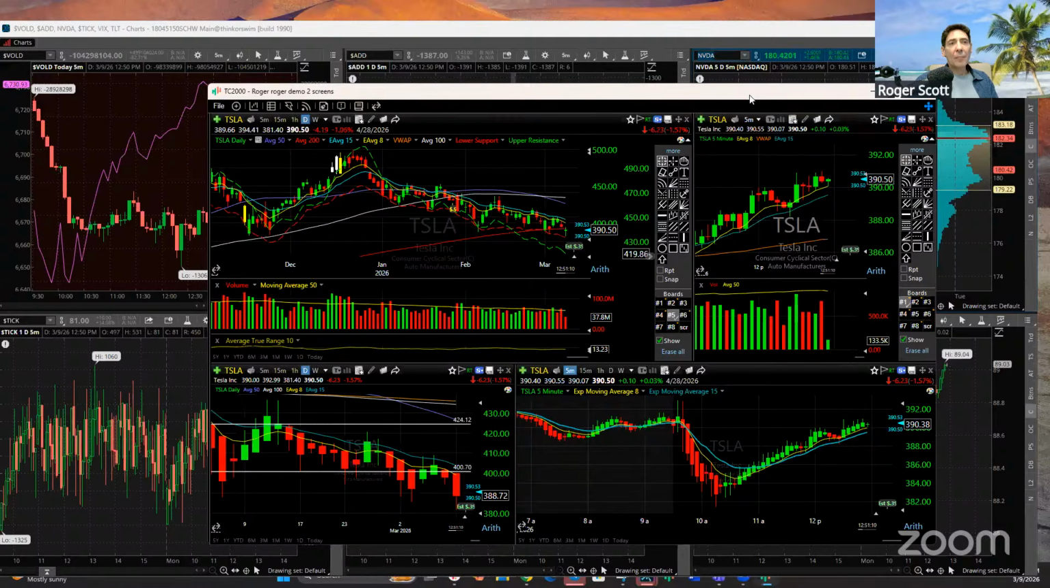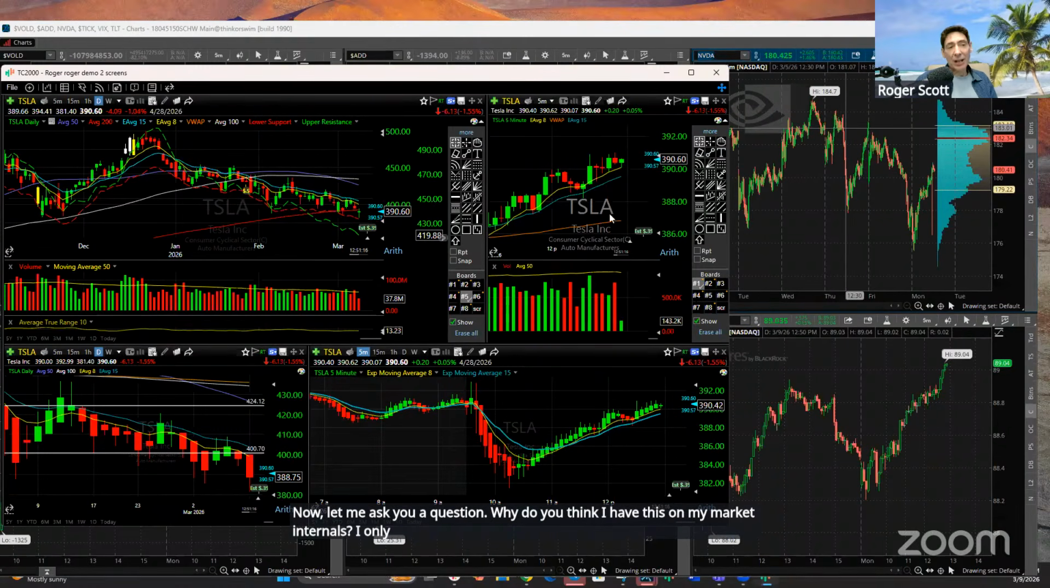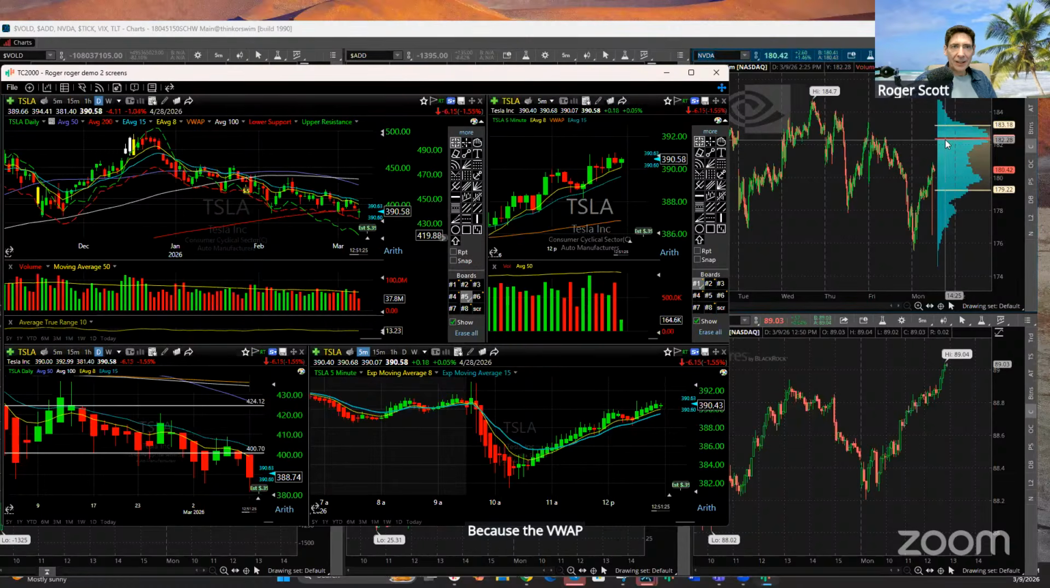Now, let me ask you a question. Why do you think I have this on my market internals? I only have 6 columns and I have limited space here, but I have a VWAP on every one of my charts because the VWAP represents this, except this is a 5 day and this is today.